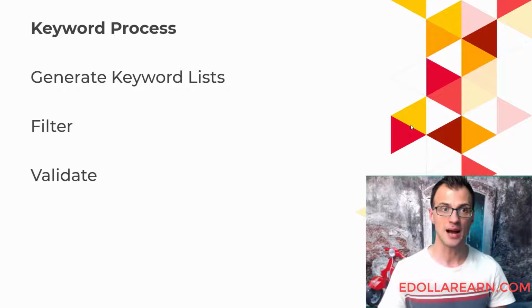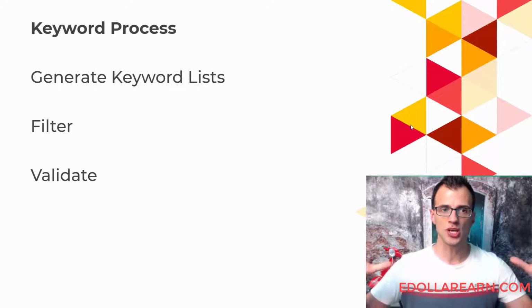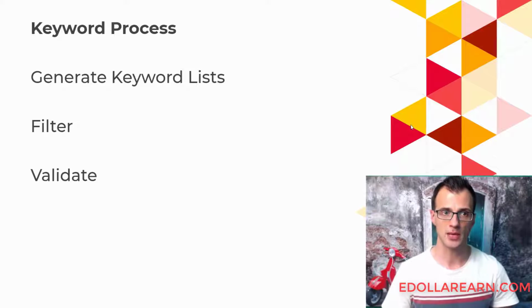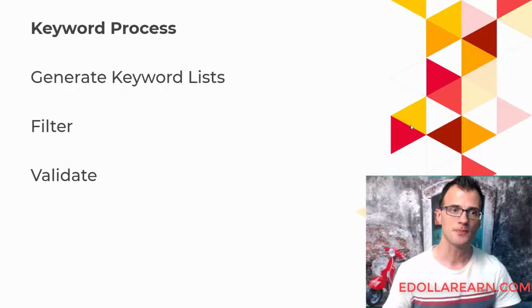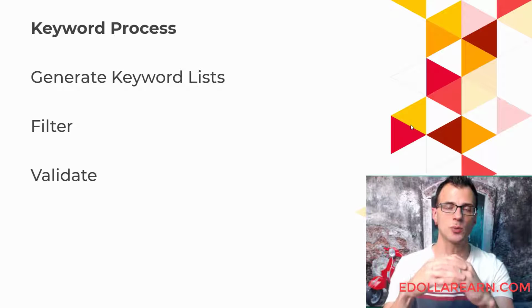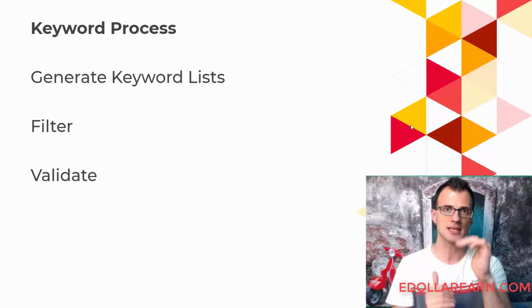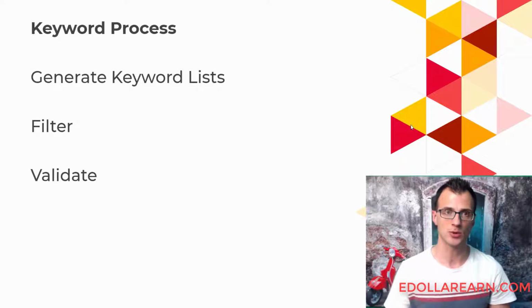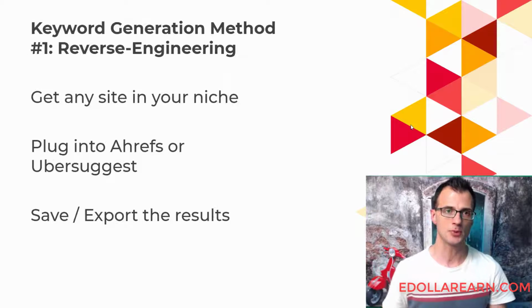So the keyword process at a high level looks like this. First, we generate a big list of keywords. Then we filter it down, and then we validate based on a small filtered list. We validate whether each of those ideas is actually a good keyword idea or not. So let's work through some examples here.